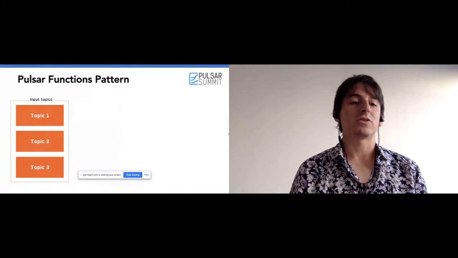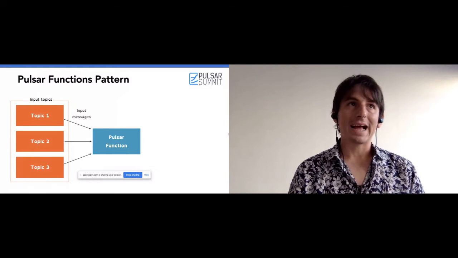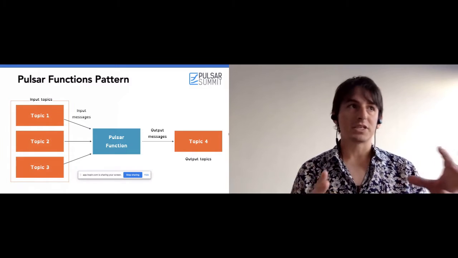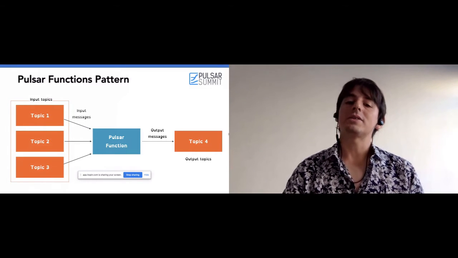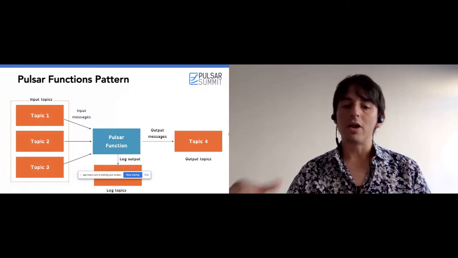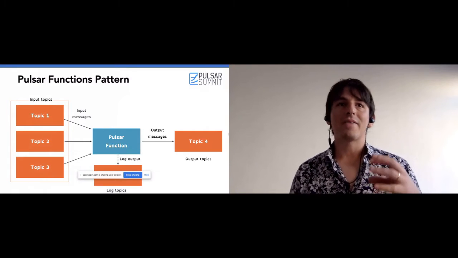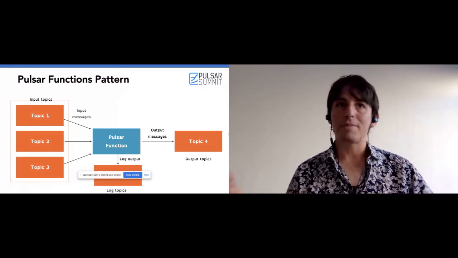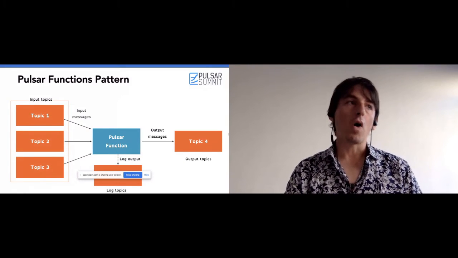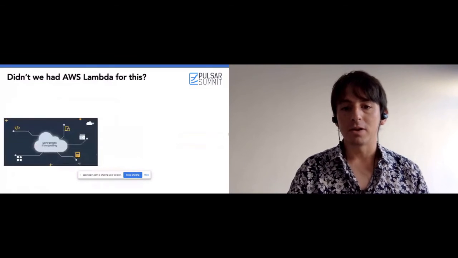Overall, the pattern is that we have all these topics on the input, and then we can have a Pulsar function in our Pulsar deployment, such that we can process all of those and send the processed message into an output topic. Also, we can send all the logs to another topic, and so on and so forth. So we start having this complex mesh of topics interconnected by Pulsar Functions in our Pulsar deployment, and the whole deployment becomes more flexible and more capable.